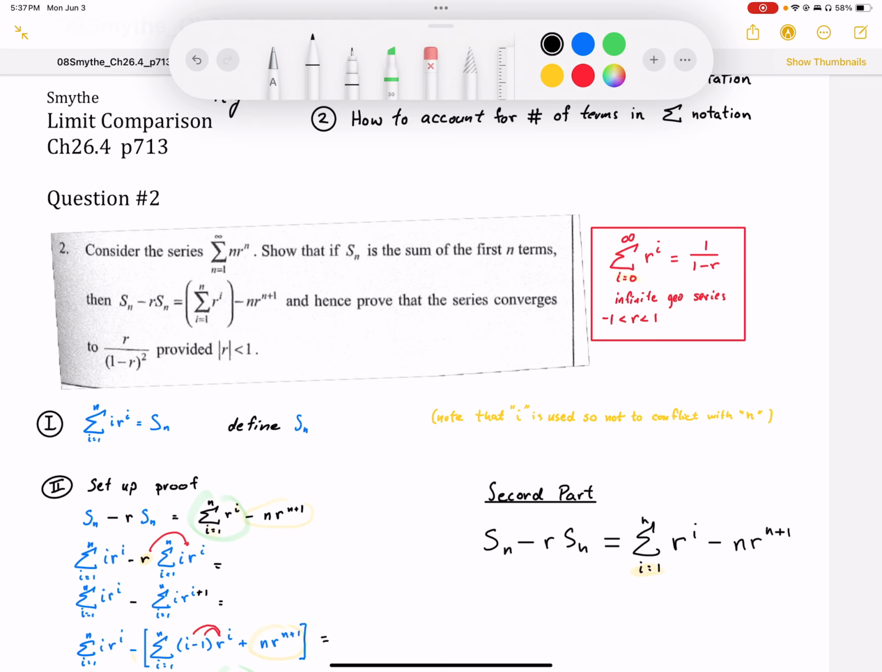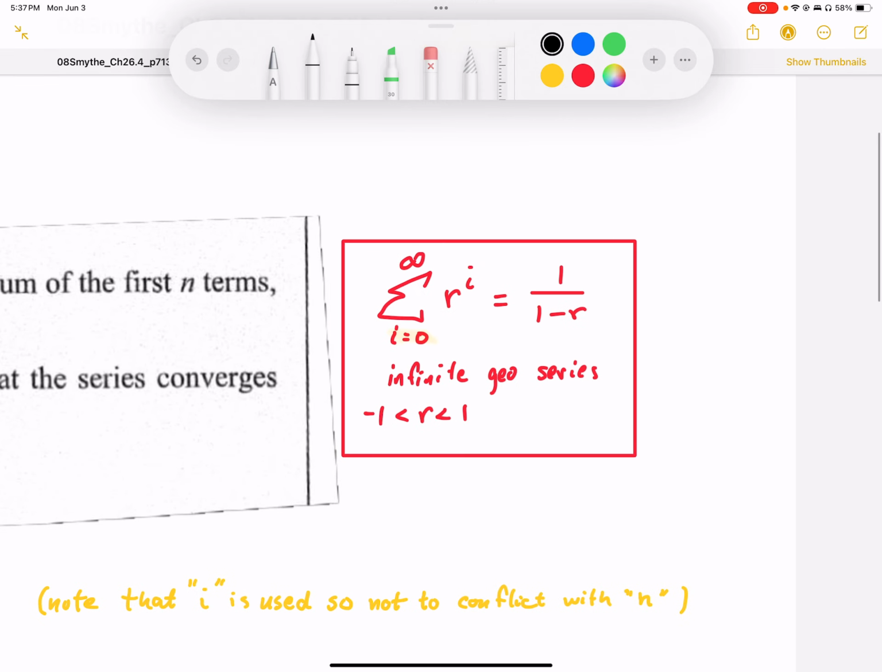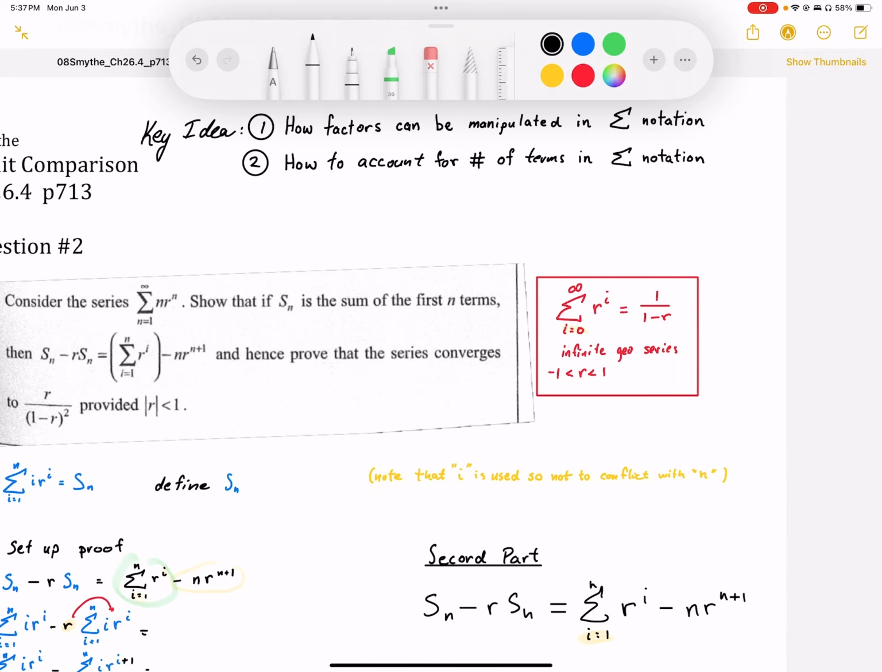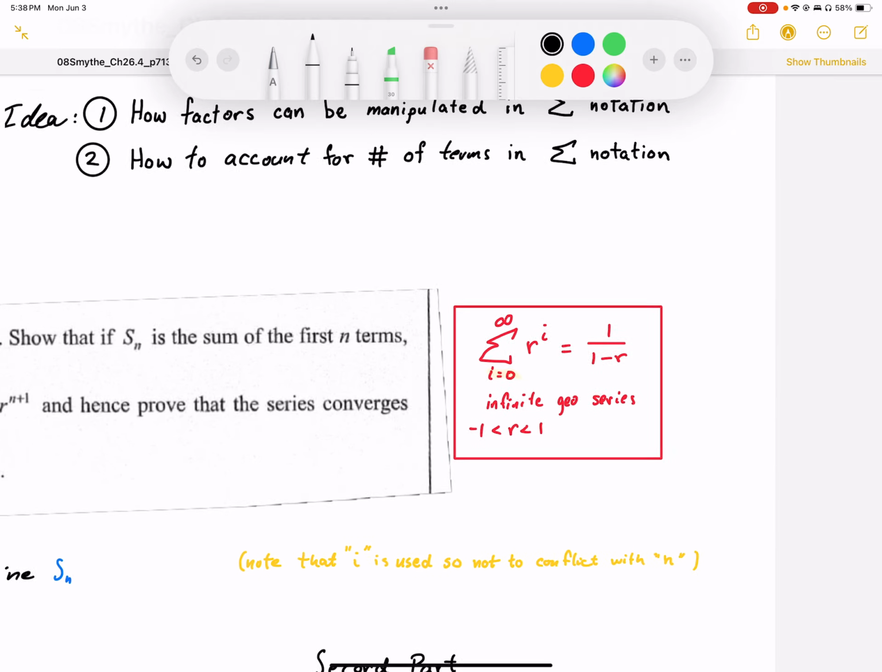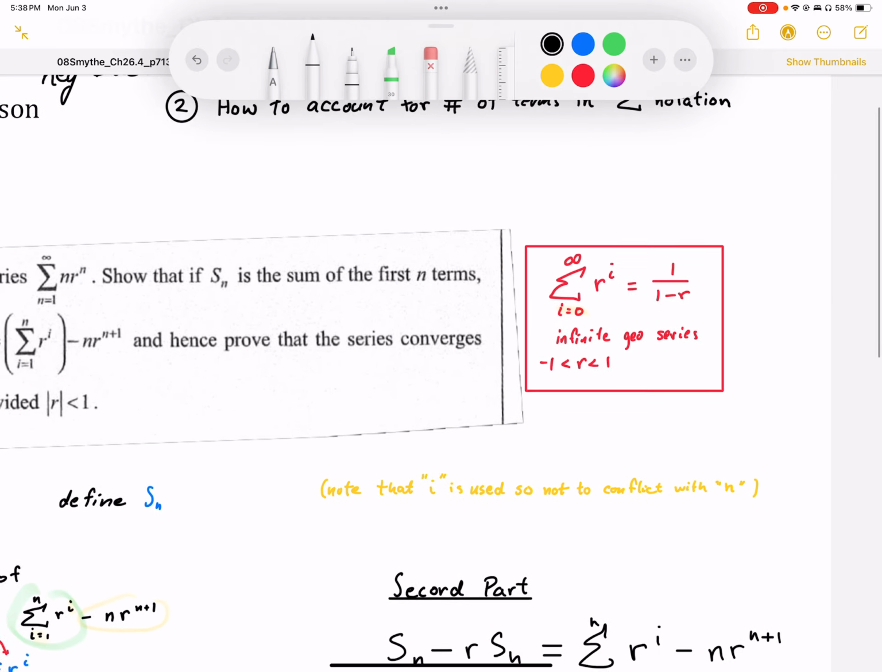Firstly, I want you to make sure that you know that the infinite geometric series formula is the sum from I equals 0 to infinity of R to the power I, as long as R is between -1 and 1, so that's what we have here. It will converge and it will be an infinite geometric series which has the formula 1 over 1 minus R. It's important to notice that it starts from I equals 0. If it's not I equals 0, we have to adjust for that.